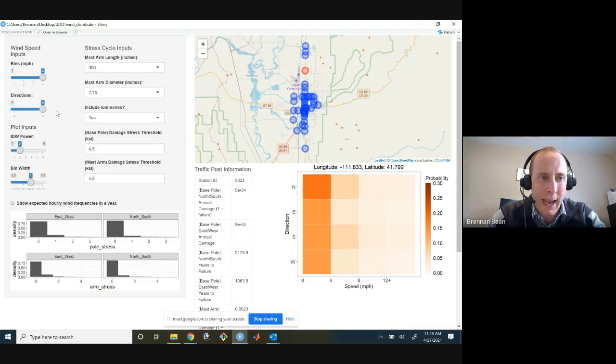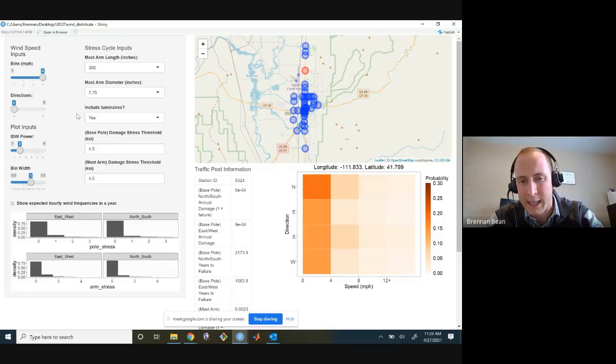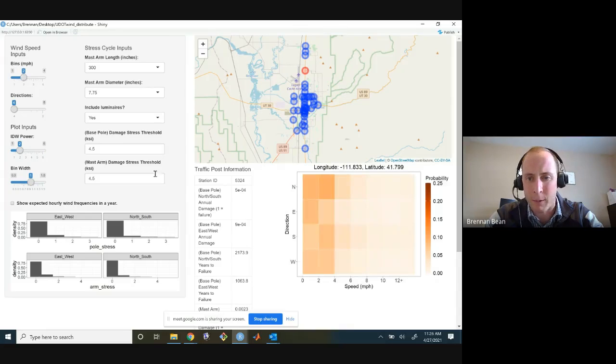So for example, in the 8-speed direction, it's showing me the probability of wind in the 8 cardinal directions. If I switch it to 4, it just makes it so the bins are bigger and there's a little bit more color separation. But all of these things that I'm doing in the upper left that change this plot are for visual purposes only. They don't change the meat of this app, which is this table that's given here.